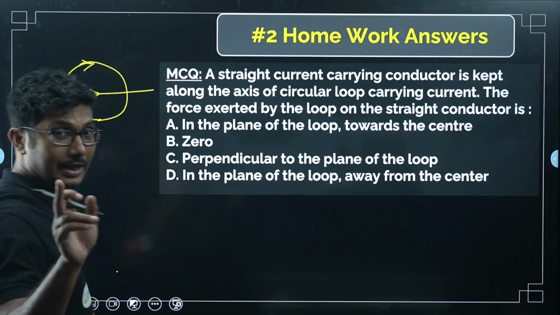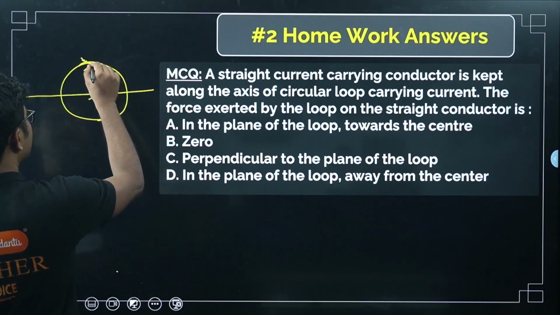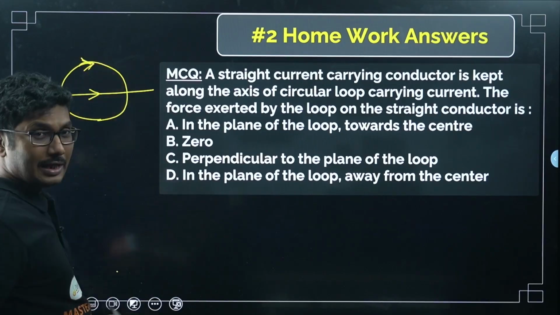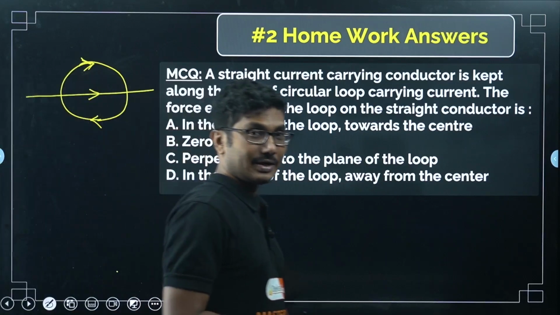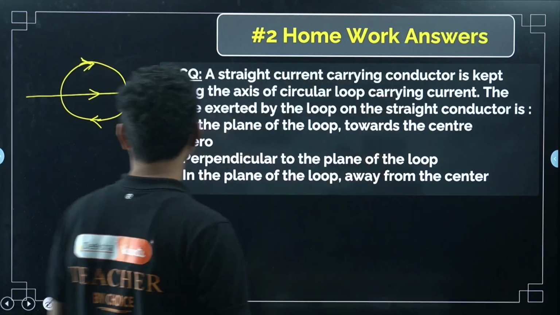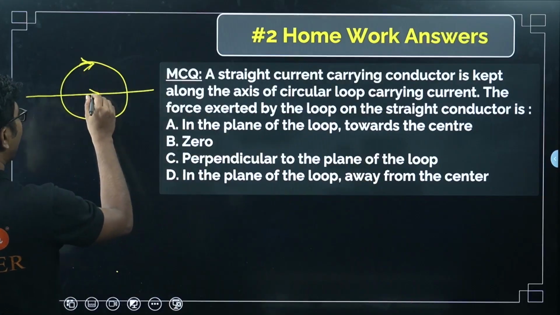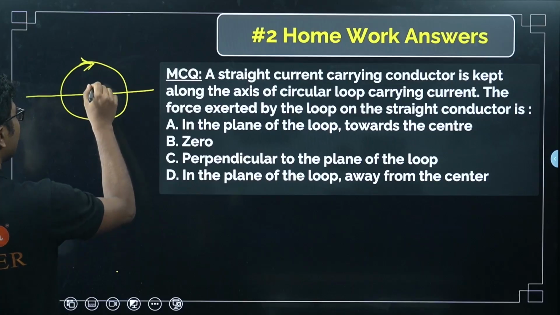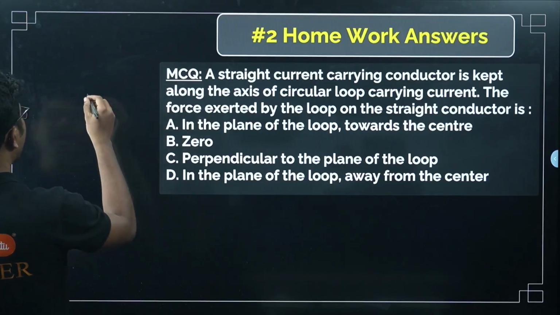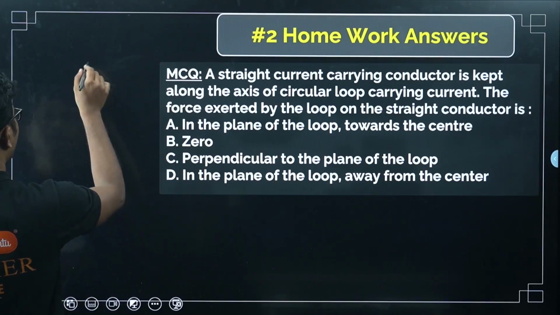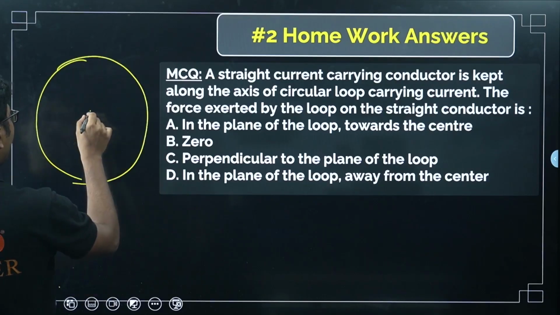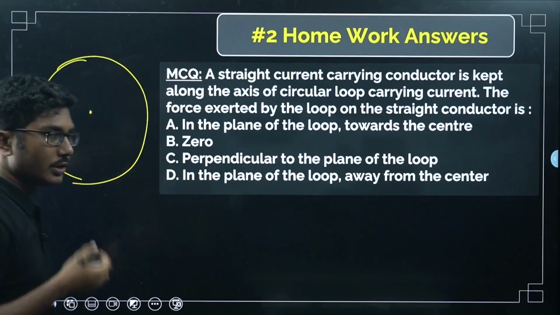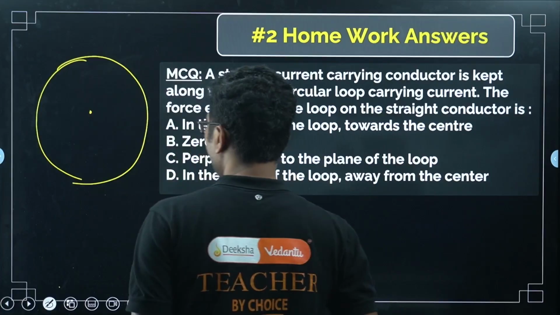Now if the current is going in the same direction, then they will repel, but if it is going in the opposite direction, then it will attract. Now from one side it will be repelled in this direction, from the other side it will be attracted, right? So here we have a loop and a straight wire passing through the loop.